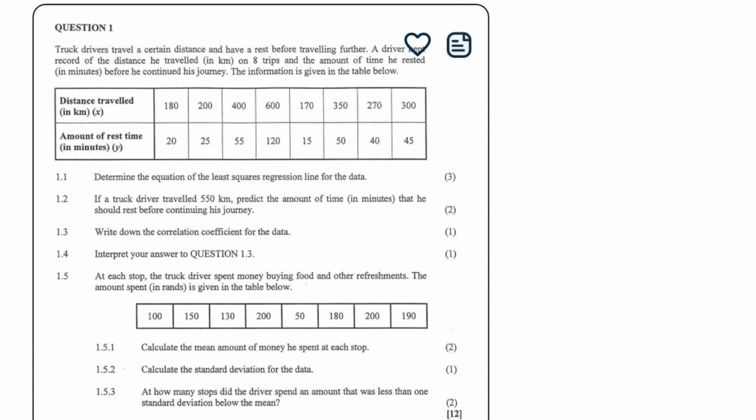Question 1. The truck drivers travel a certain distance and have a rest before traveling further. A driver kept record of the distance he traveled in kilometers on 8 trips, and the amount of time he rested in minutes before he continues his journey. The information is given in the table below. So this is the distance he traveled and this is the amount of rest time in minutes. Okay, so then now 1.1.